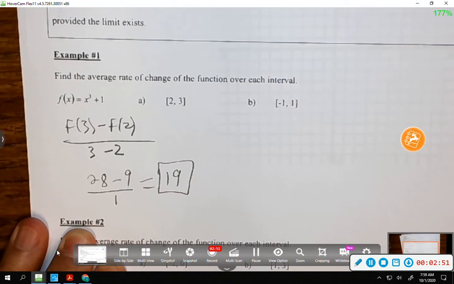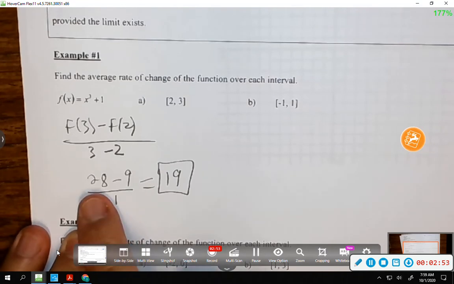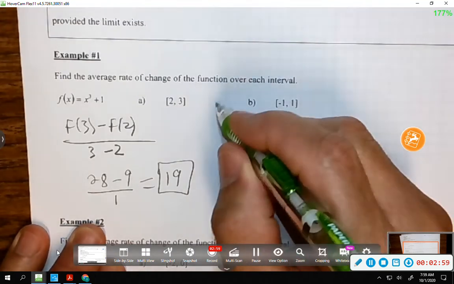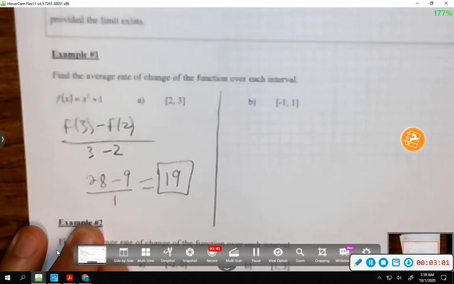This could be, let's say, a bicycle race. This is the total distance traveled in 1 hour. Therefore, the average rate of change is 19 over 1. But this works for any situation.